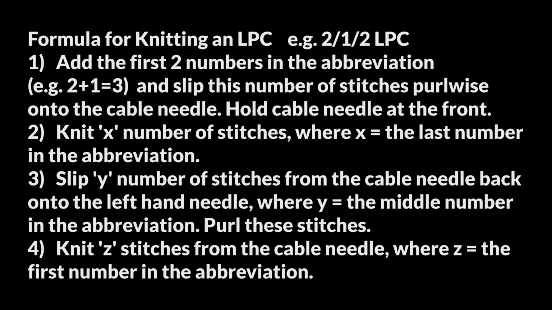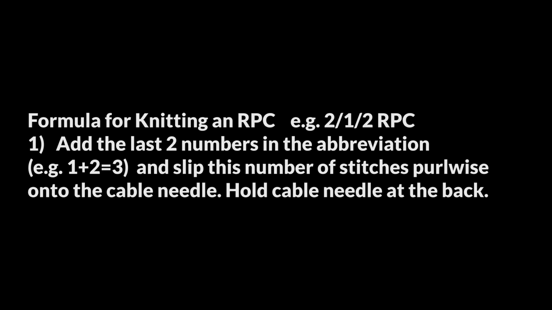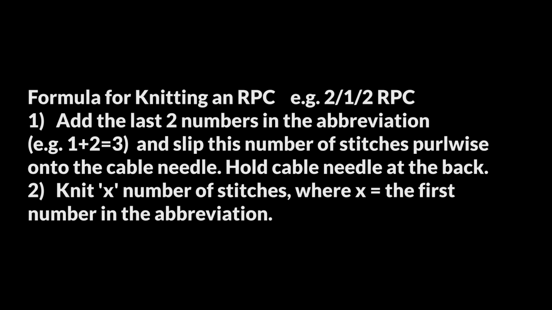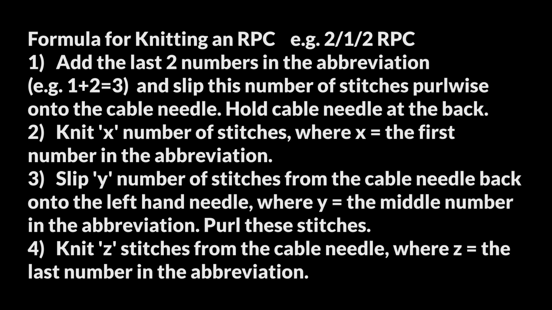For an RPC, you start by adding the second and third numbers in the abbreviation together. So in this case, it's 1 + 2, which is 3. You slip this number of stitches onto the cable needle and hold the needle at the back. Then you knit the first number of stitches from the left-hand needle to the right. Then slip the second number of stitches from the cable needle to the left-hand needle before purling that number of stitches. And finally, you knit all the stitches off the cable needle. And that's how you knit any RPC.